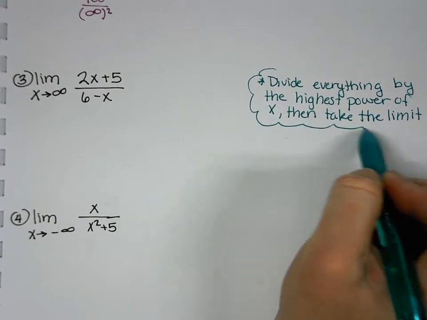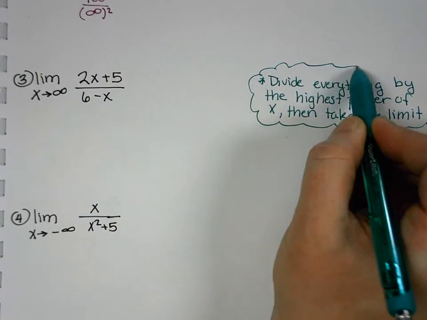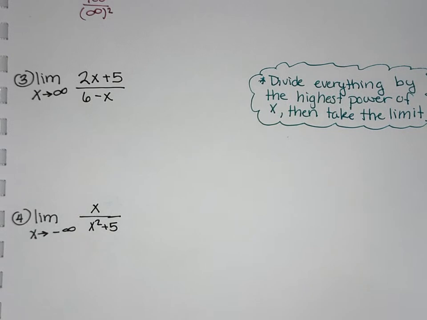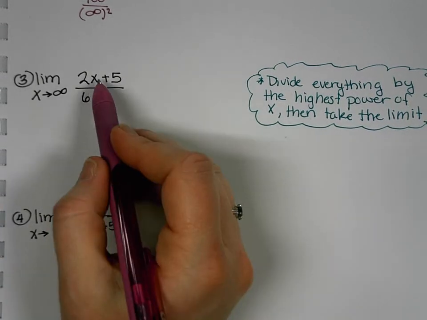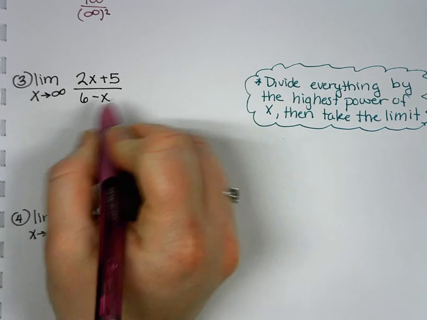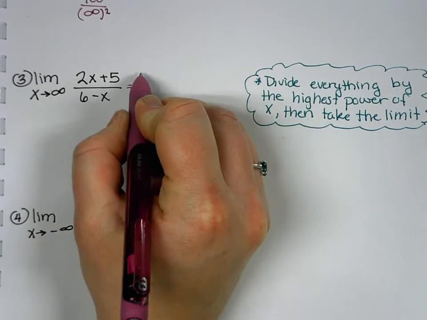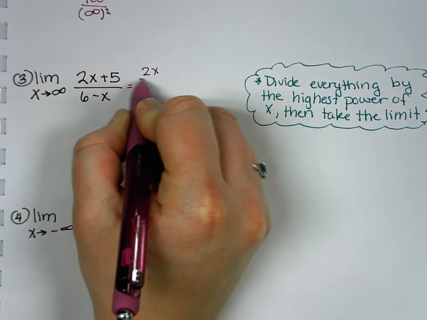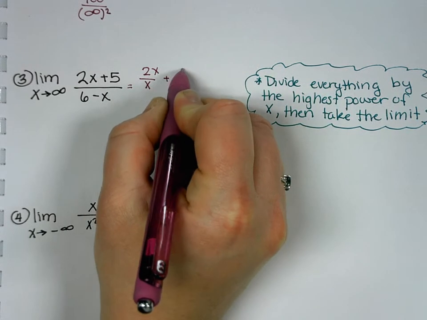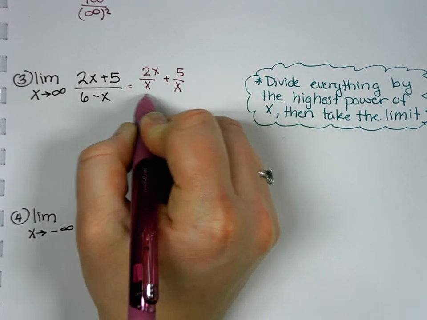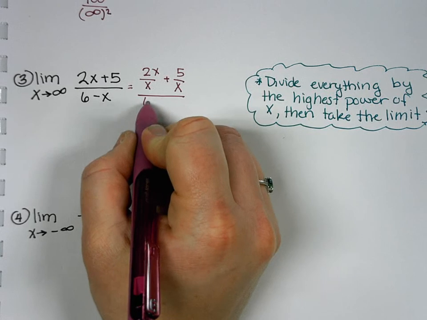So this is one of our methods we use if we don't have just x in the bottom. So if we look at number 3, our highest power of x is x to the first. So I'm going to take everything here and divide it by x. And as long as I do it to everything, we're keeping the equation the same.